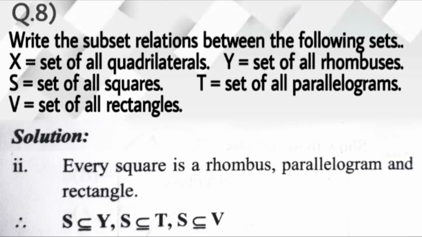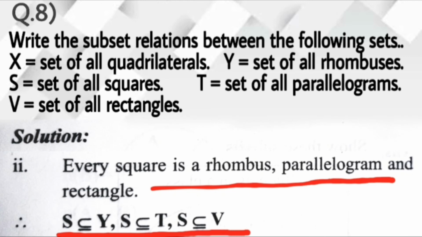So what exactly is also written here? So every square is a rhombus, parallelogram and rectangle. Therefore S is a subset of Y, S is a subset of T and S is a subset of V. Square is a subset of rhombus, square is a subset of parallelogram and square is a subset of rectangle.